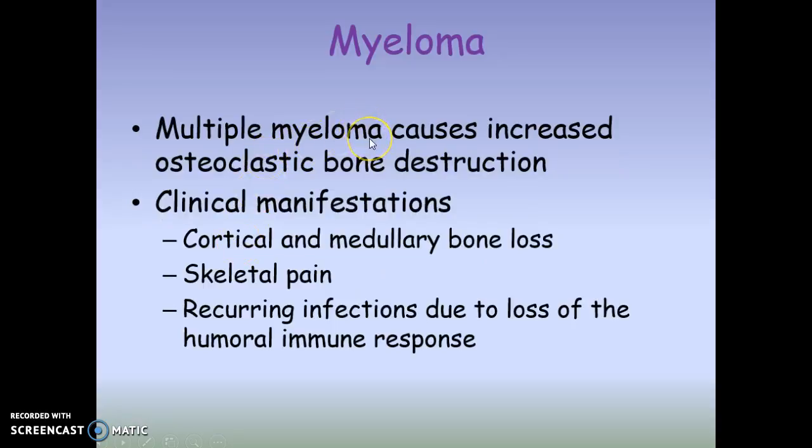Multiple myeloma causes increased osteoclastic destruction. Clinical manifestations: you have cortical or medullary bone loss that develops into skeletal pain. You have recurring infections due to loss of the humoral immune response because your normal plasma cells are not functioning properly. The cancerous plasma cells are pumping out high amounts of antibody, but it's not antibody that you need, and so the properly functioning plasma cells do not have the ability to function properly.